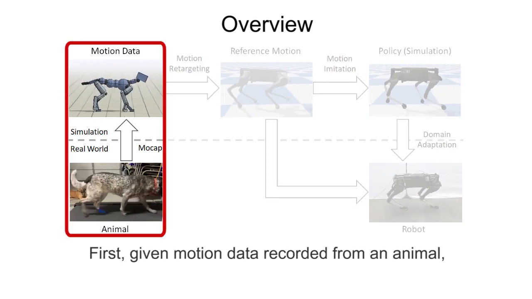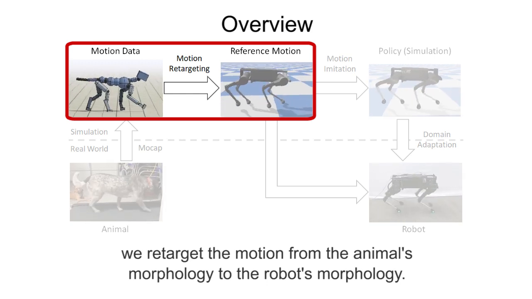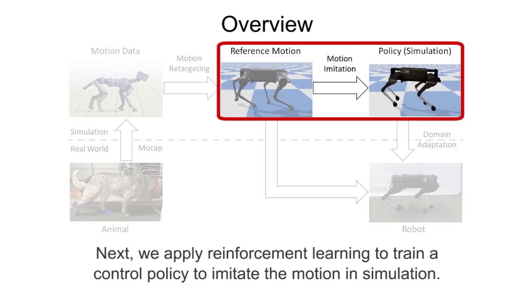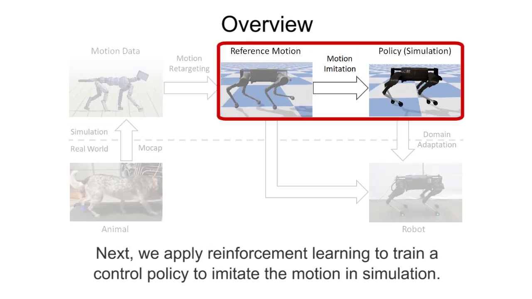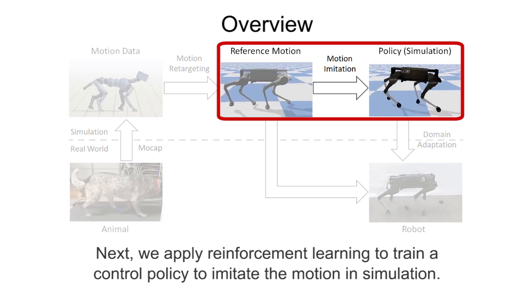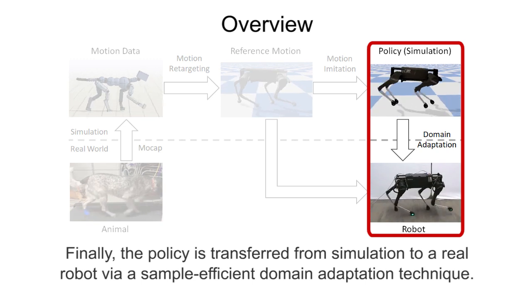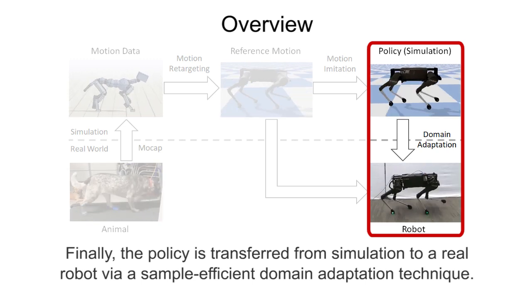First, given motion data recorded from an animal, we retarget the motion from the animal's morphology to the robot's morphology. Next, we apply reinforcement learning to train a control policy to imitate the motion in simulation. Finally, the policy is transferred from simulation to a real robot via a sample-efficient domain adaptation technique.